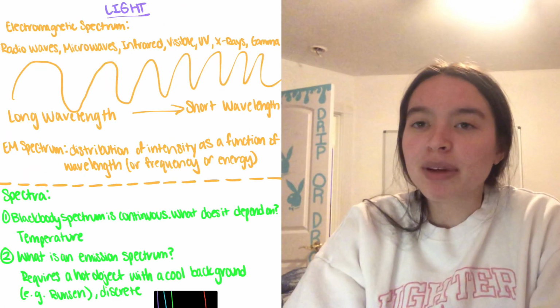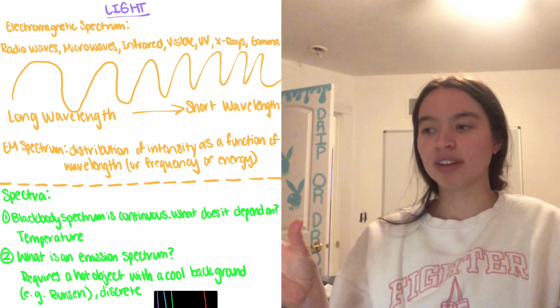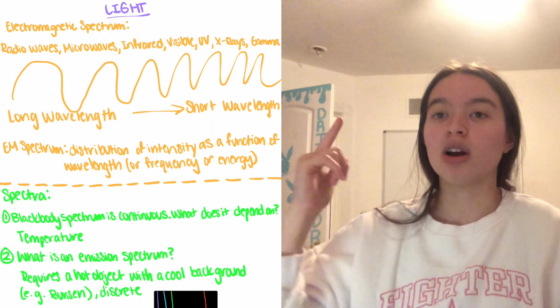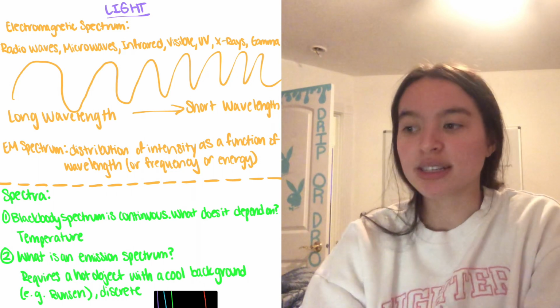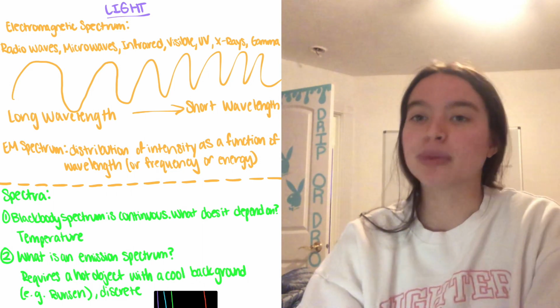Next, we're going to be describing the electromagnetic spectrum, and going from long wavelength to short wavelength, you're going to have radio waves, microwaves, infrared, visible, ultraviolet, X-rays, and gamma rays. The EM spectrum is a distribution of intensity as a function of wavelength or frequency or energy.